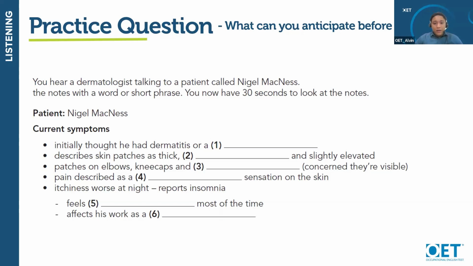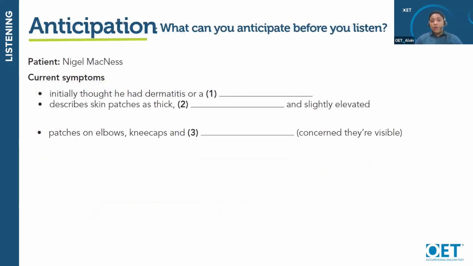So I think you've already looked at the notes. Before we listen to the conversation, let's try to do a little bit of anticipation. These are the notes that you will see in listening part A. What you will do first is to take a look at some keywords for bullet one. You see, initially thought he had dermatitis or blank. The word dermatitis is a symptom or a disease, or a skin disease. You got the word or, so probably what you're looking for here is another skin symptom.